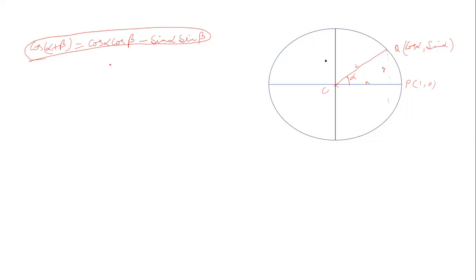Now draw angle beta with terminal point R. Draw an angle beta. This whole angle will be alpha plus beta. So its coordinates would be cos(alpha plus beta), sine(alpha plus beta).